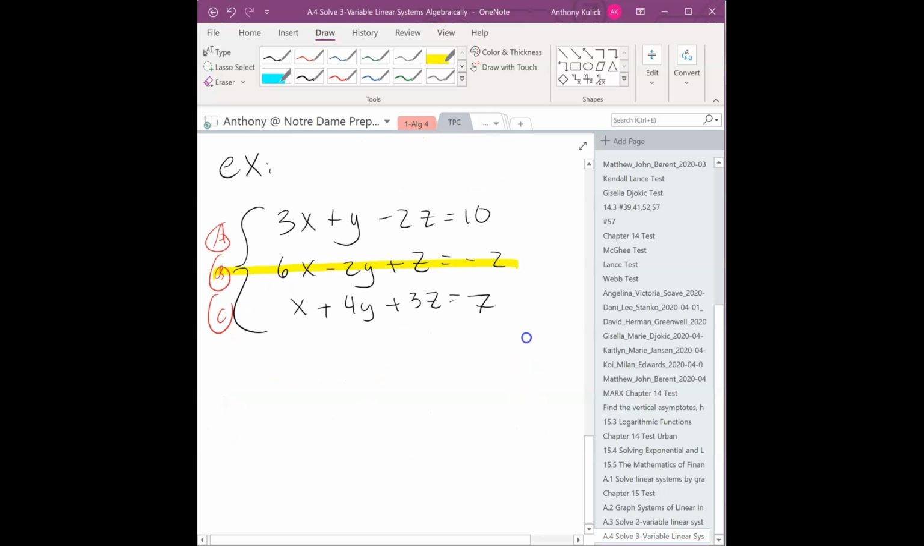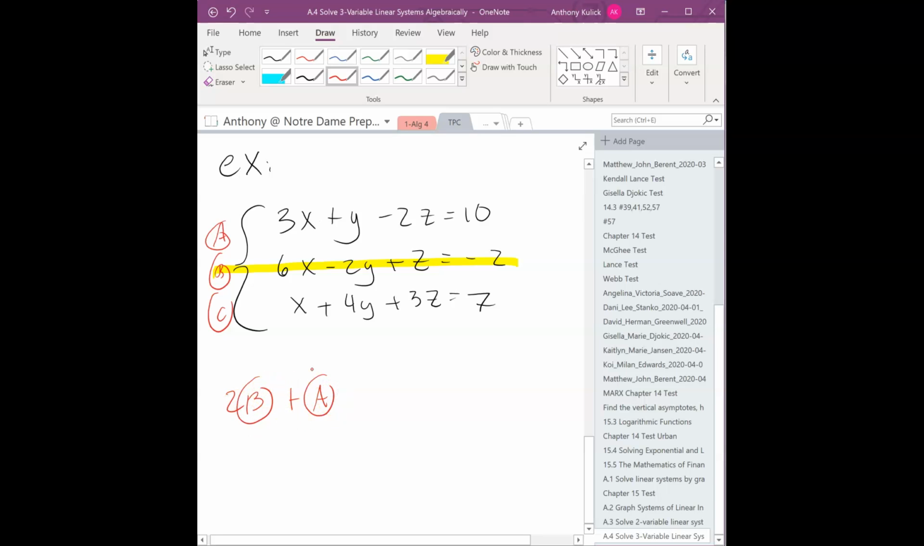Okay. So we're going to do 2 times equation B and add it to equation A. Now let's worry about canceling the z's from equation C using equation B. So here I would need the coefficient on z to be -3. So I'll do -3 times equation B plus equation C.